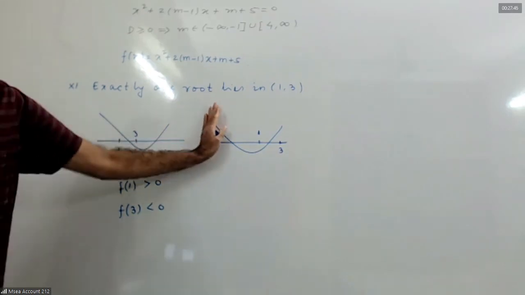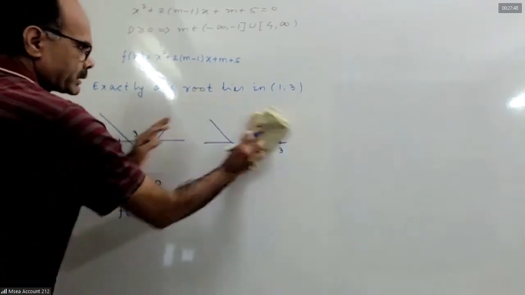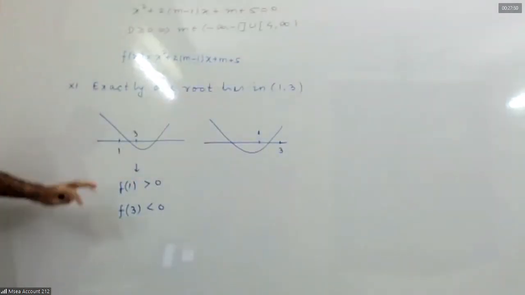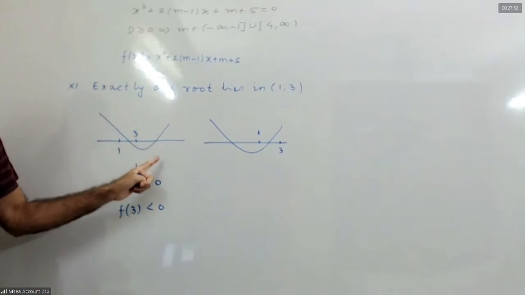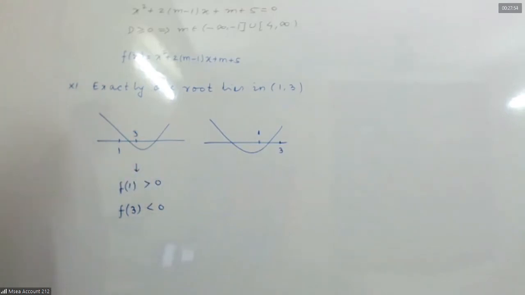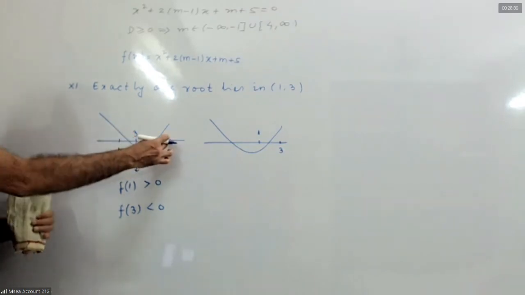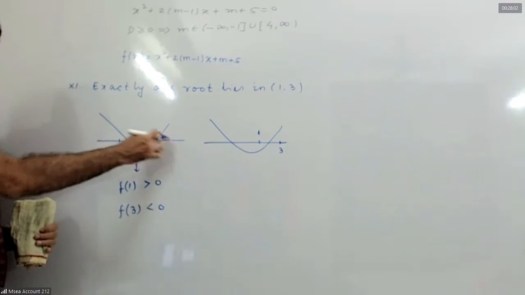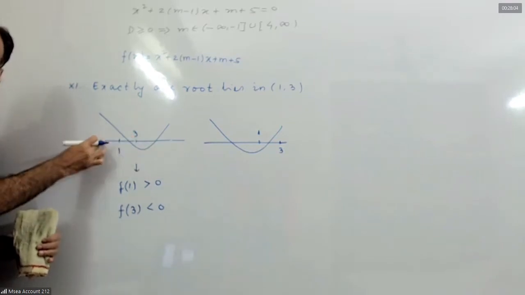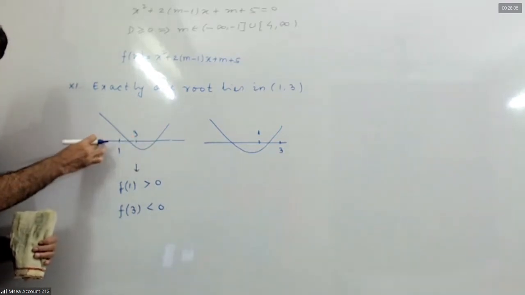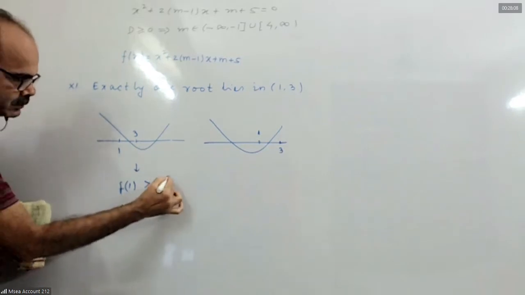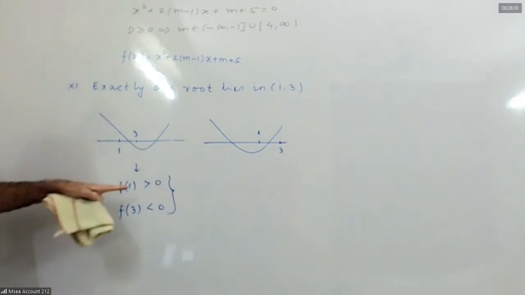Forget this. This part, I'm not writing this. Under these two conditions, is any other possibility there, except this graph? No, sir. See, 3 here, 1 here. It's not possible. 1 is always less than 3. Okay. Now, whatever solution you are getting, take the intersection.